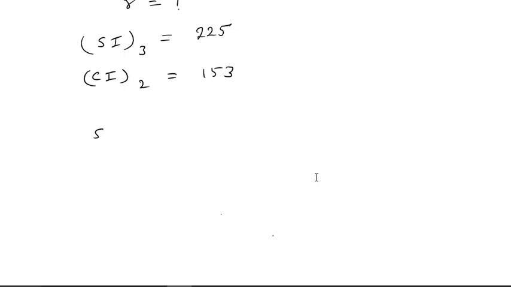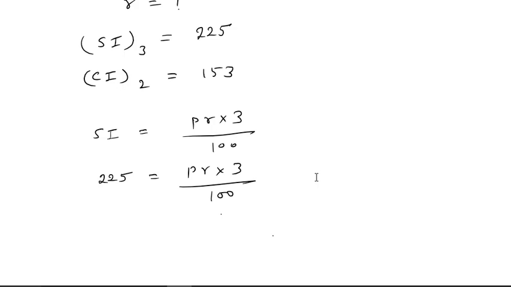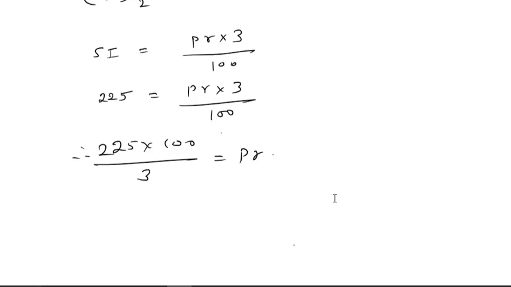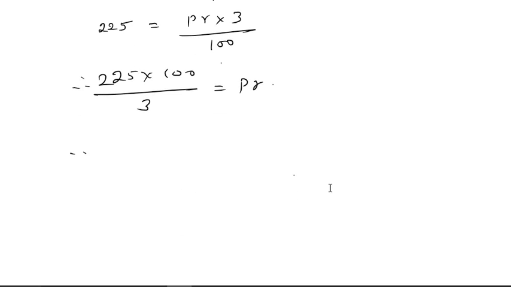So simple interest for 3 years will be PRN divided by 100, the value of n is 3, and the value of simple interest is 225. So 225 is equal to PR into 3 upon 100. Therefore 225 into 100 divided by 3 will be PR. We can cut with 3. So 3 7s are 21, 3 5s are 15. So 75 into 100 is equal to PR.